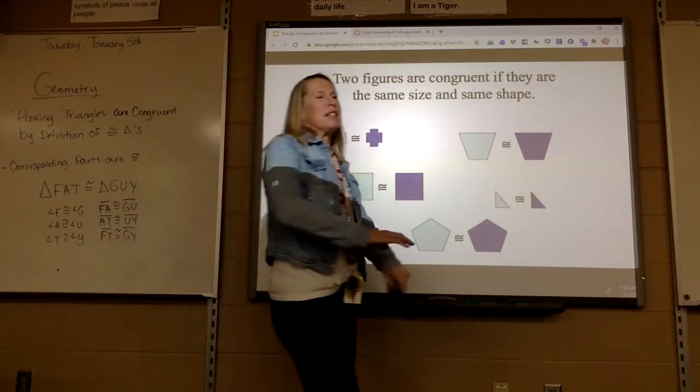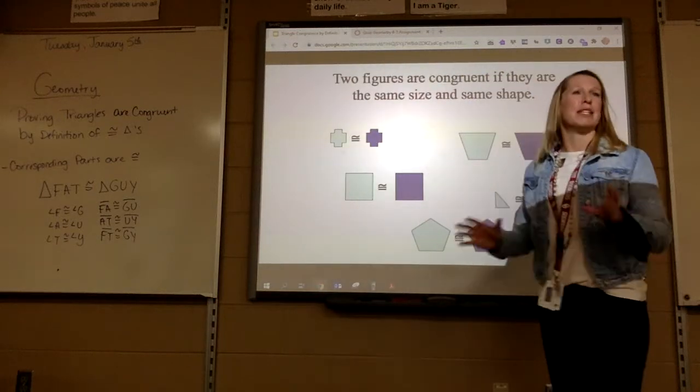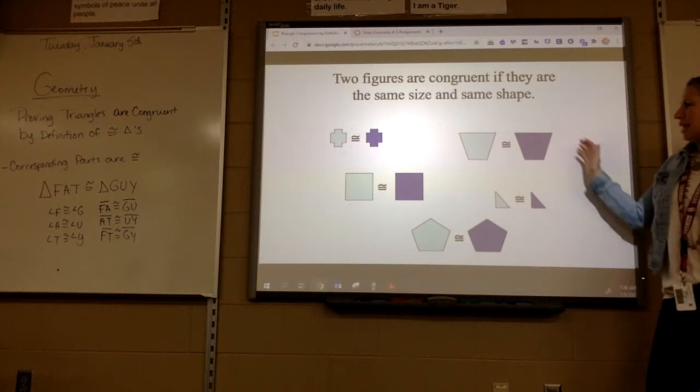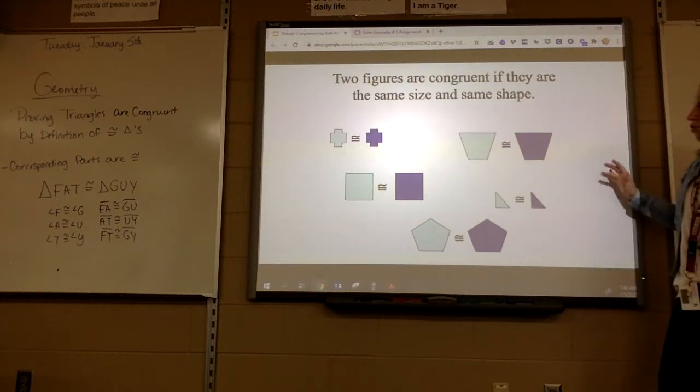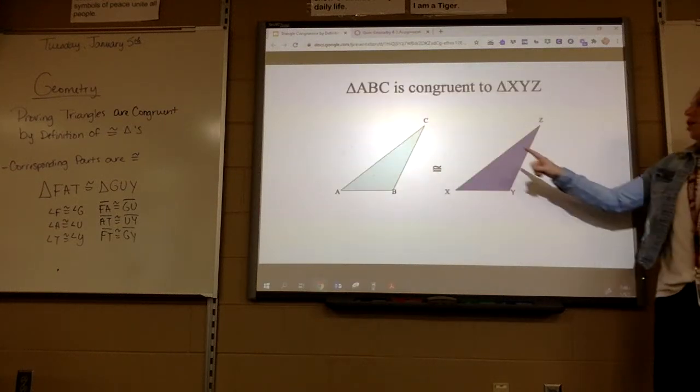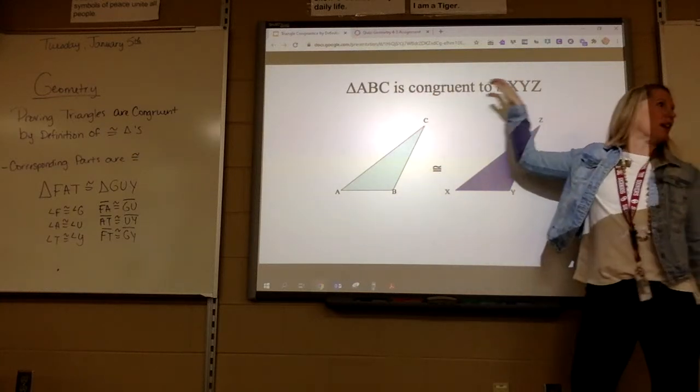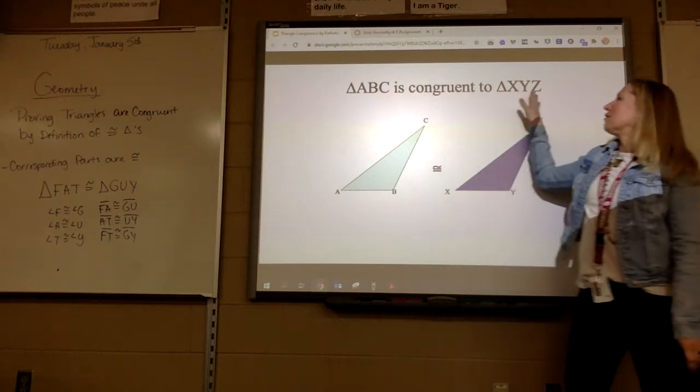Okay, congruent means two figures are the exact same size and shape. They look identical. They're like twins. The exact same size and shape. That is what congruent means. So we're going to start by proving that triangles are congruent. The statement is very, very important.